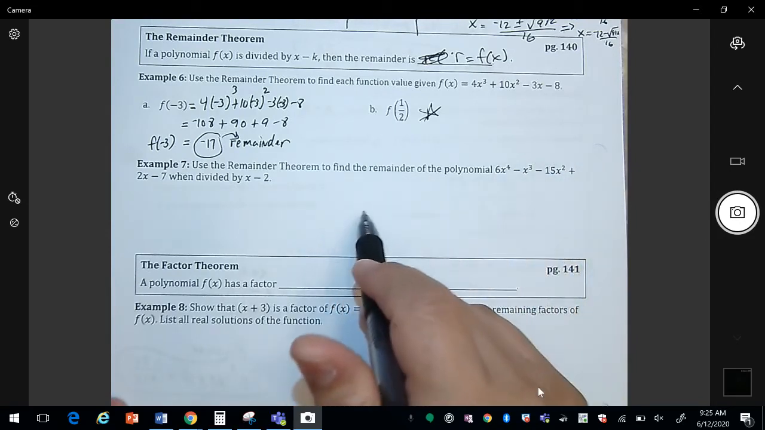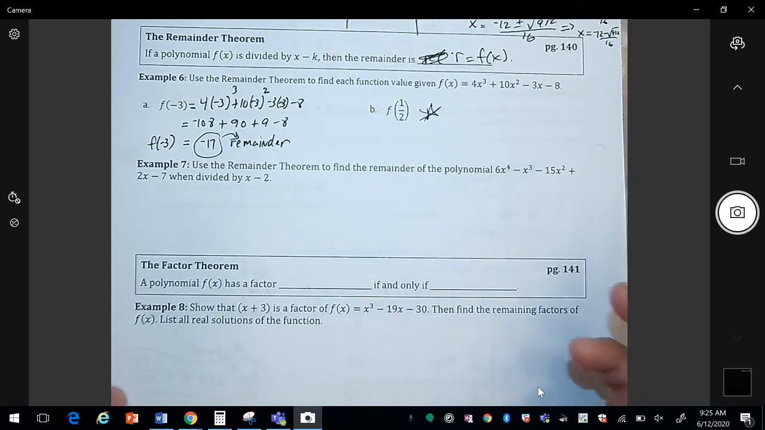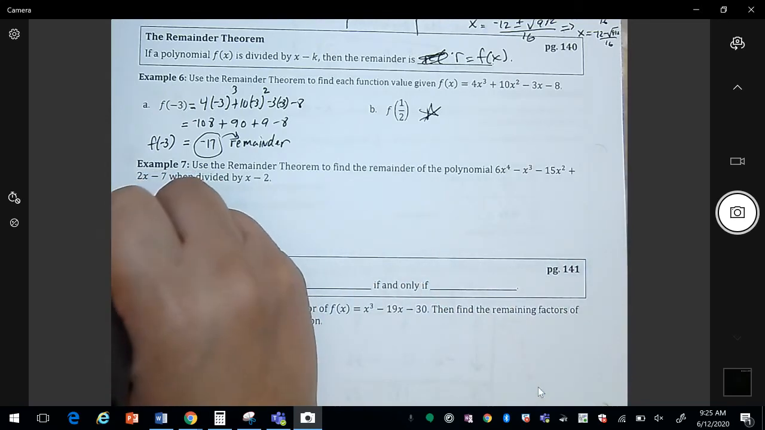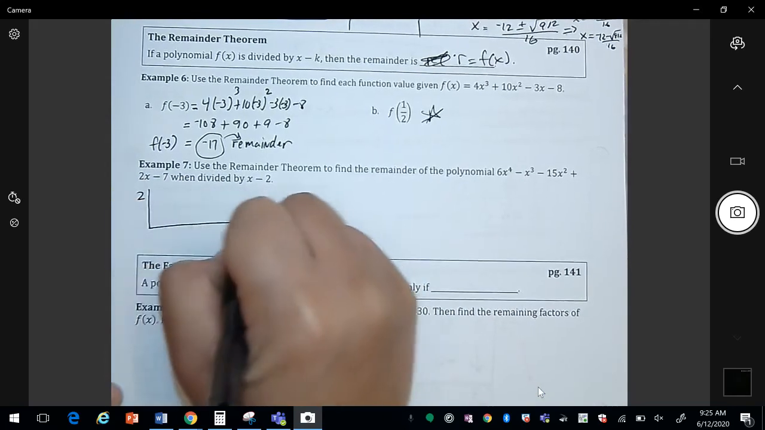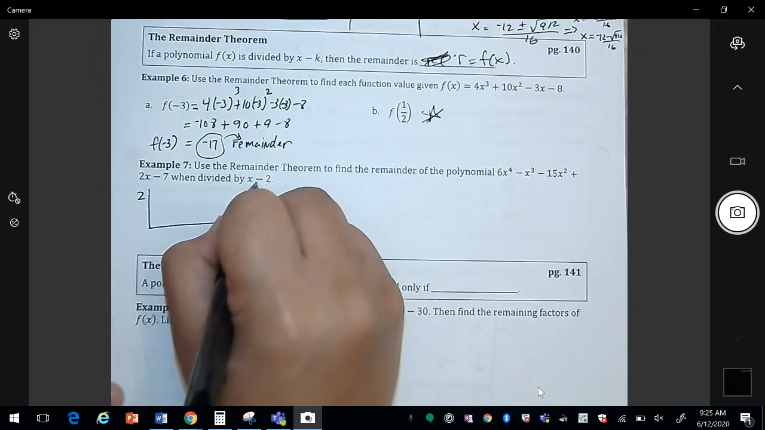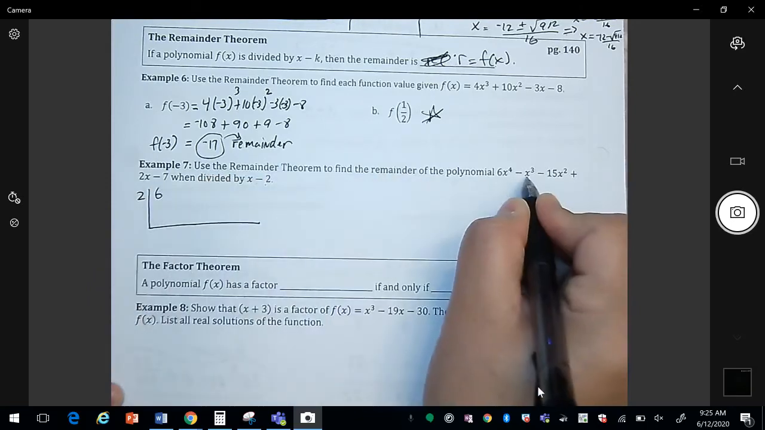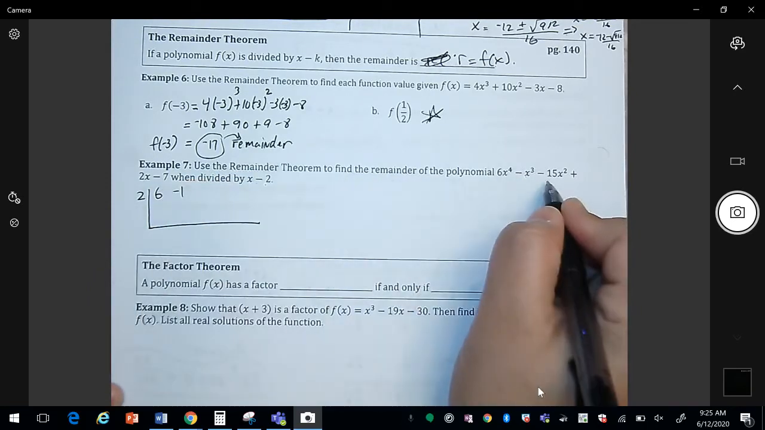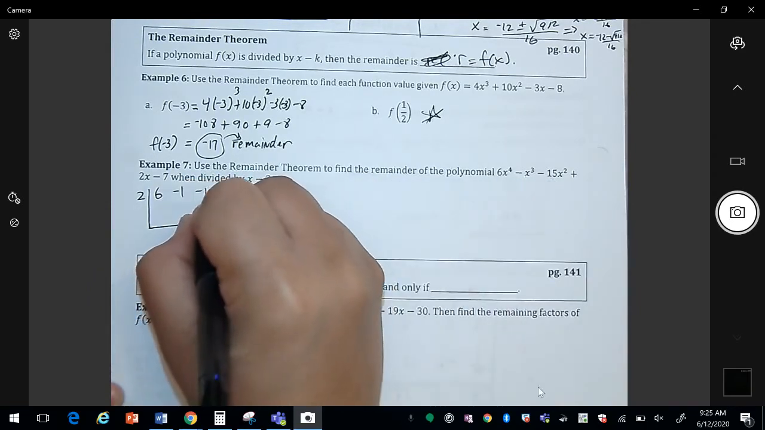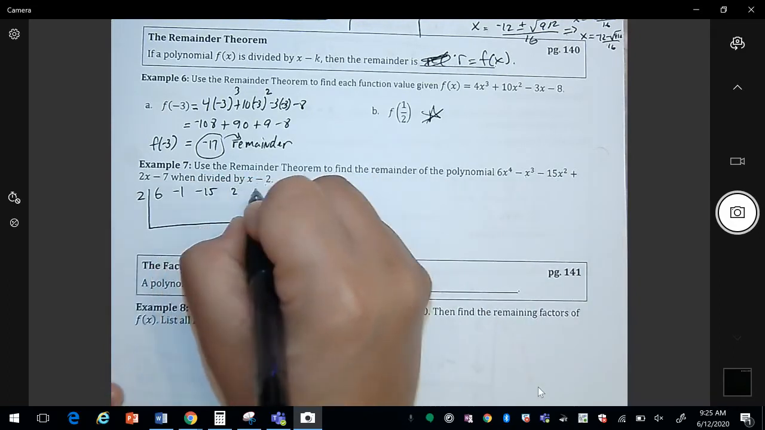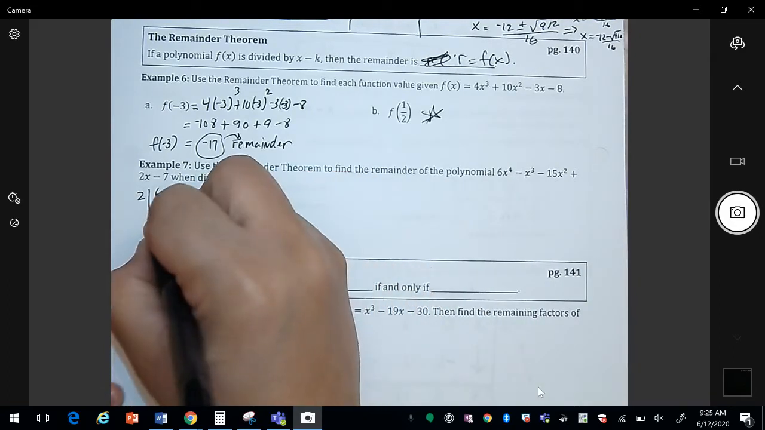So since you're trying to find the remainder, there's two ways to do it. Number 1, you can use synthetic division. So I'm going to use 2. The opposite of minus 2 is positive 2. And then I have a 6, -1, -15, 2, and -7. So I bring down the 6.